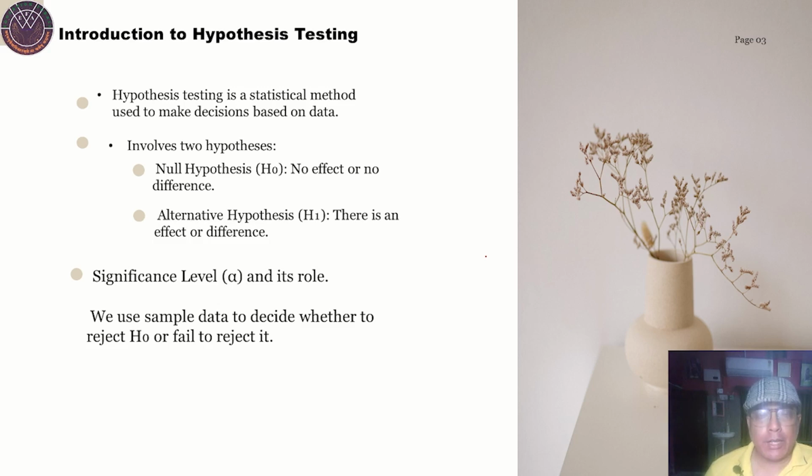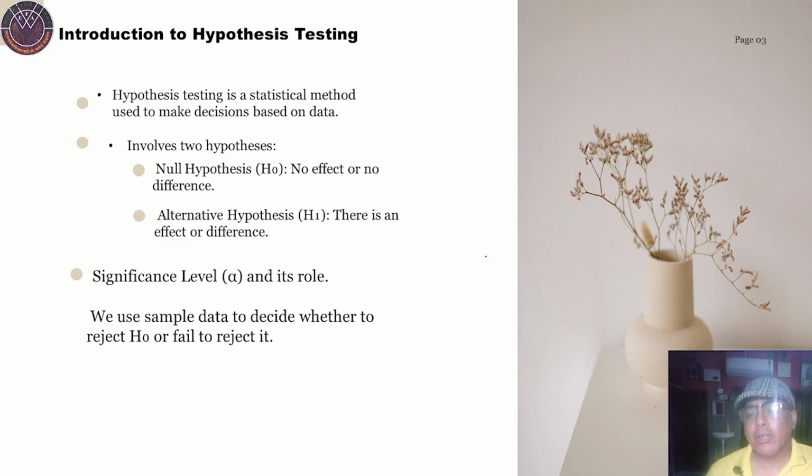And you must have heard about the significance level, which I have talked about in another video. The significance level is the chance of committing an error, a chance where you reject a null hypothesis and you are committing an error. Suppose a simple example.